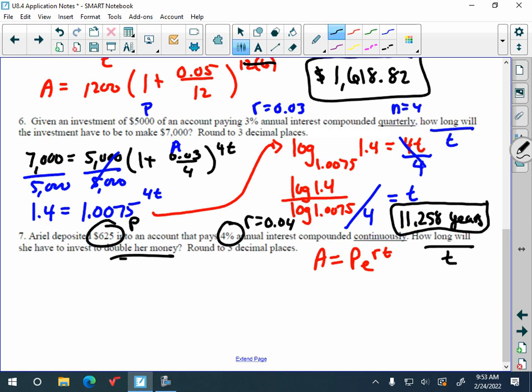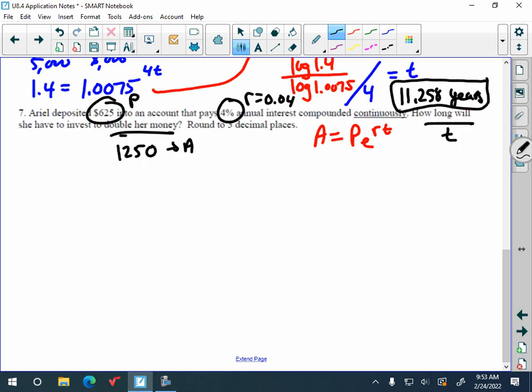And we want to double our money. Now, we can figure out what the doubled money would be. So what would the ending amount have to be? 1250, right. Just take the starting amount, 625, and multiply by 2 to double it. So this is our ending amount, A. Now we'll plug all those numbers into our formula and solve for T. So 1250 equals 625 times e raised to the 0.04t.